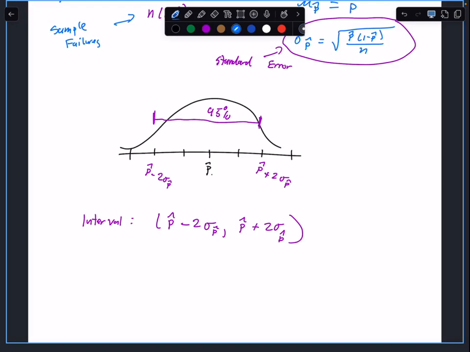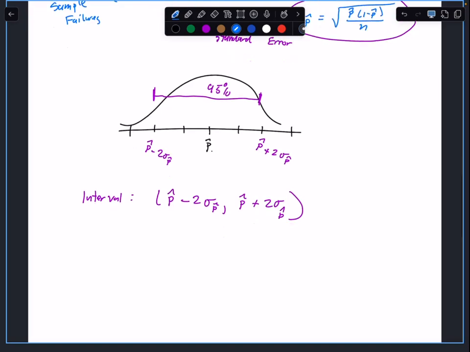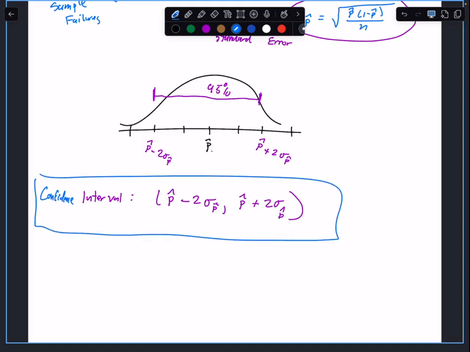This has a special name. It's not just any interval. What is this interval called? It's in the title of our lesson. Confidence. That interval, 95%, using the normal model, is called a confidence interval.